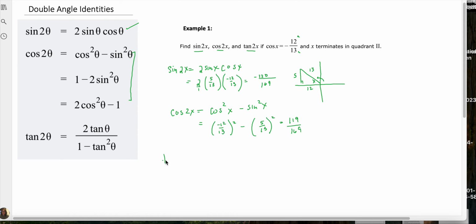And then finally, tangent of 2x. So we'll need 2 tangent x over 1 minus tangent squared x. Okay, so tangent, again, will be negative, right? So tangent x will be negative, opposite over adjacent, so 5 over 12. So this will be 2 times negative 5 over 12, and then this is over 1 minus negative 5 over 12 squared. And this will turn out to be negative 120 over 119.